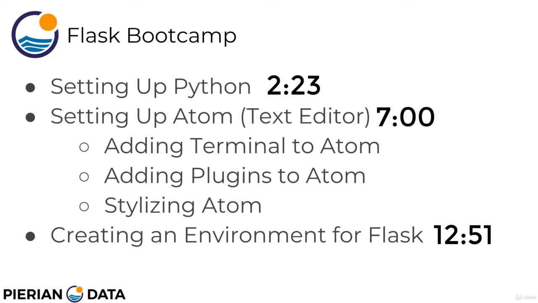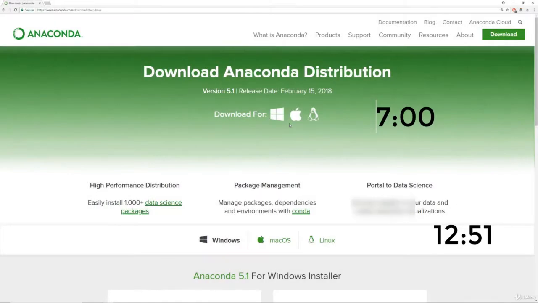But in general, we're going to set up Python. We're going to set up Atom, which is our text editor. We're going to show you how to add a terminal to Atom. So there's a little plus button you can click and have a terminal directly in Atom. Then we'll show you how to add plugins to Atom to make your life a little easier when you're editing text. And then we'll also show you how to stylize Atom, things like adding particular color schemes to Atom. And then finally, at the end, we'll show you how to create an environment for Flask. Okay, let's get started.